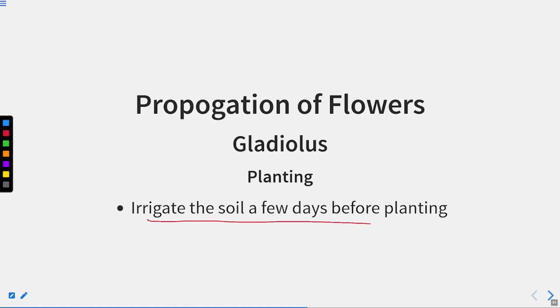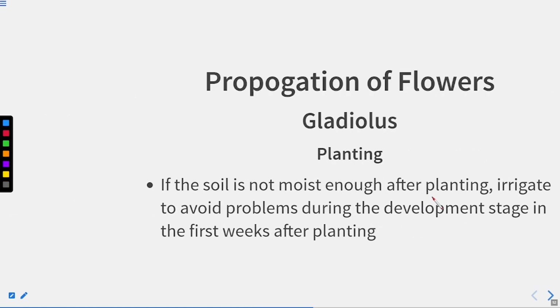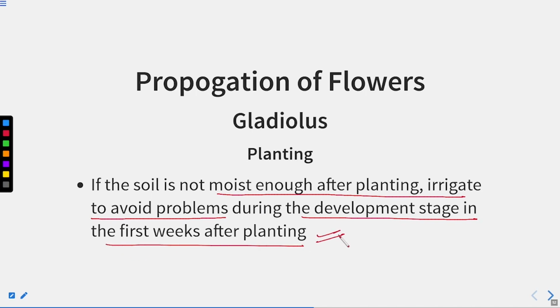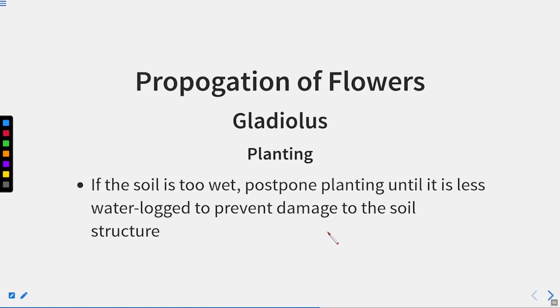Irrigate the soil a few days before planting. So before planting, soil should be irrigated so that the temperature of the soil should be balanced. The availability of the water in the soil should be good. If the soil is not moist enough after planting, irrigate to avoid problems during the development stage in the first week after planting. If the soil is too wet, postpone planting until it is less waterlogged.